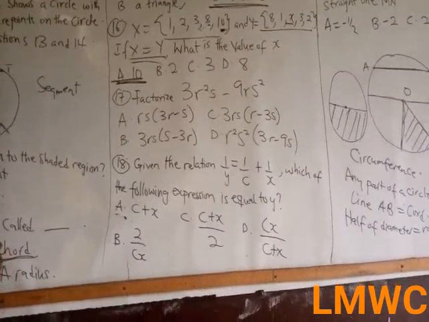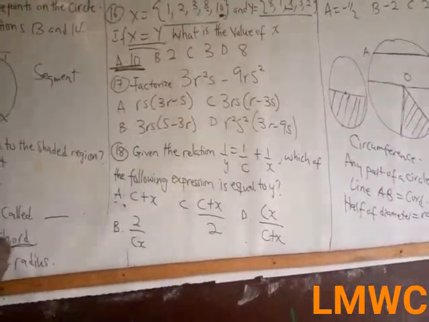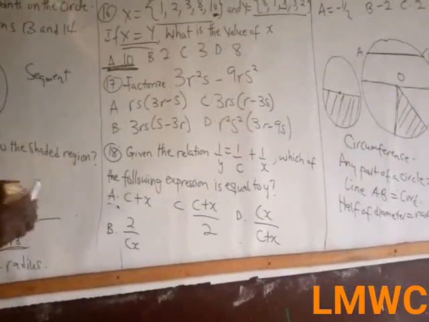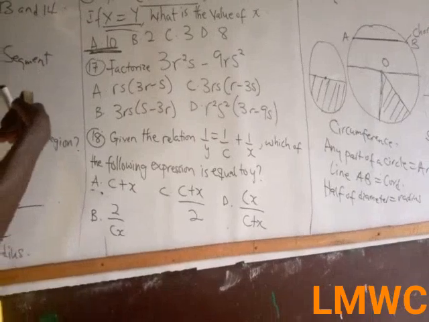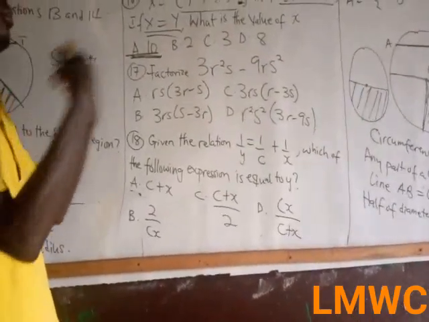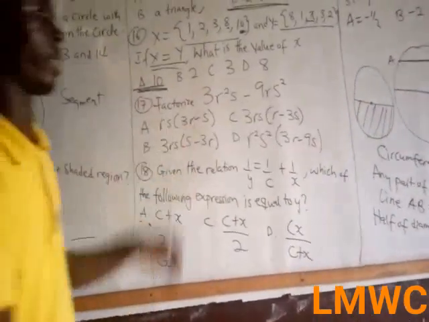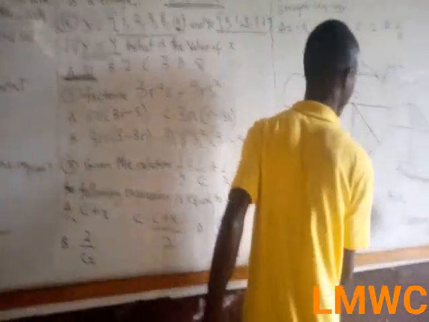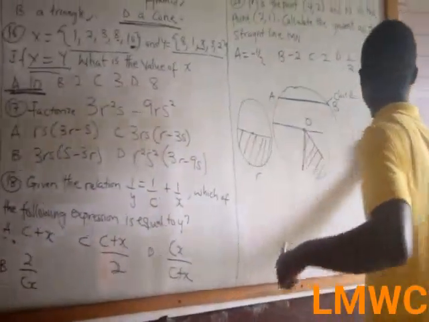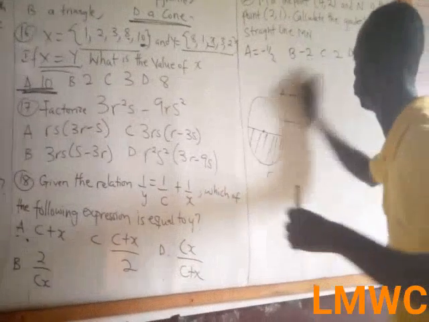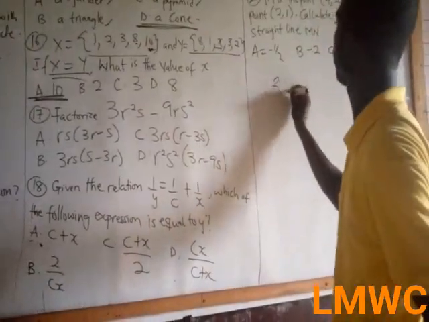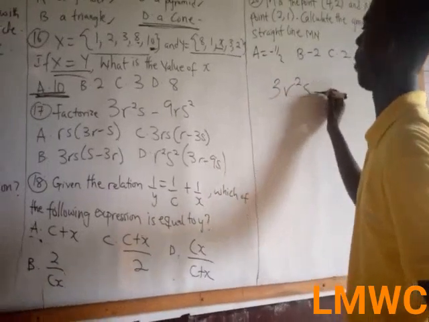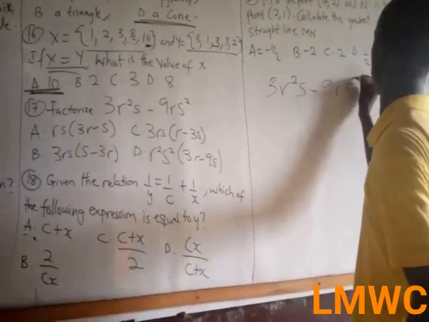Question 17. Factorize 3r squared s minus 9r s squared. Always in factorization, the common ones come outside and the non-common ones appear in the bracket. This is under algebraic expression. Factorization, you always get a question on it. Take note, my dear students. So we have 3r squared s minus 9r s squared.